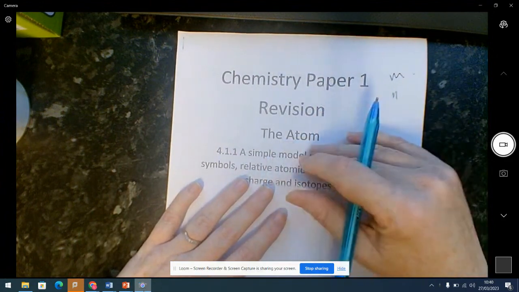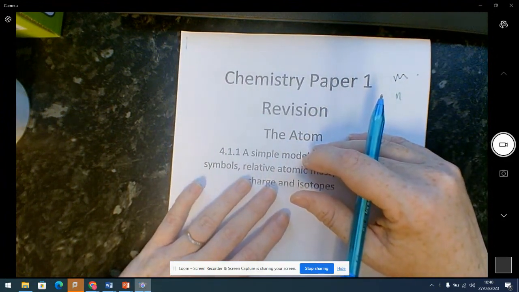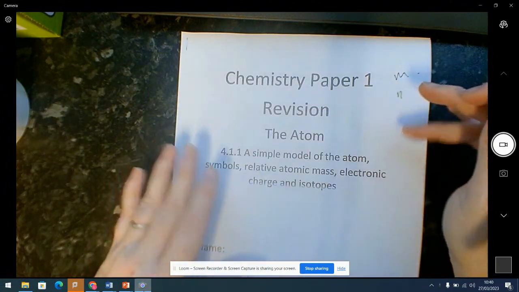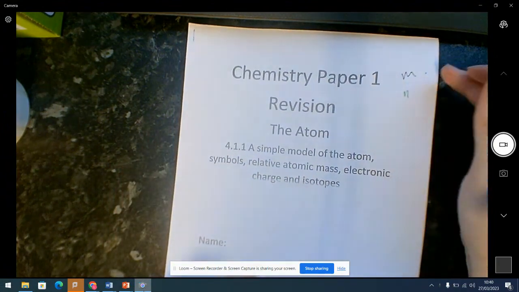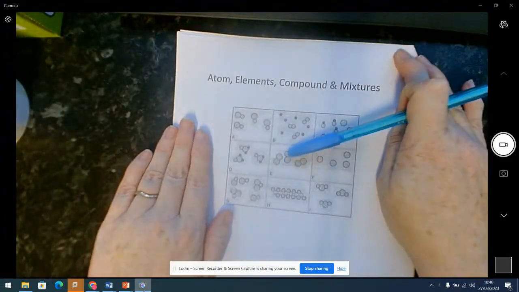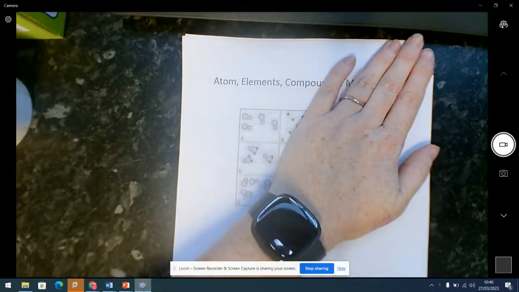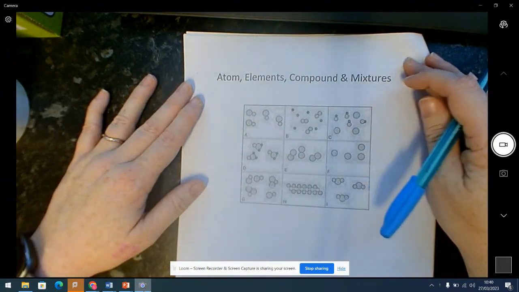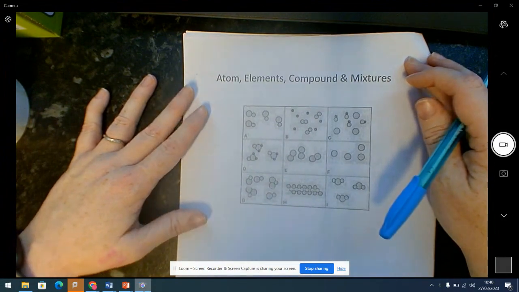We're starting off with the very first topic you would have looked at when we first started Chemistry GCSE, which is the structure of the atom. And that's where we're going to begin. So I want to start off with looking at the basics. So you often find these types of questions on the foundation to your combined science paper and also the foundation to your triple science paper.